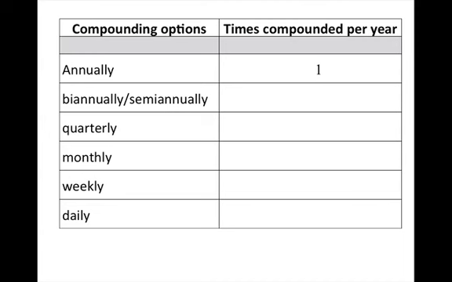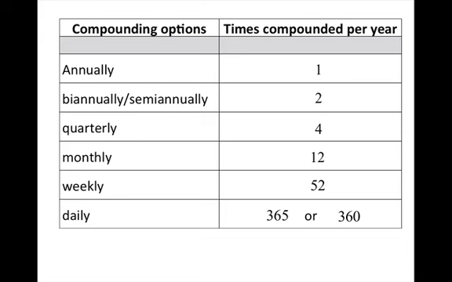If the account is compounded biannually or semi-annually, that means 2 times per year. Quarterly means 4 times per year. Monthly is 12 times per year. Weekly is 52 times per year. And daily, depending on the bank, is either 365 or some banks round down to 360 times per year.